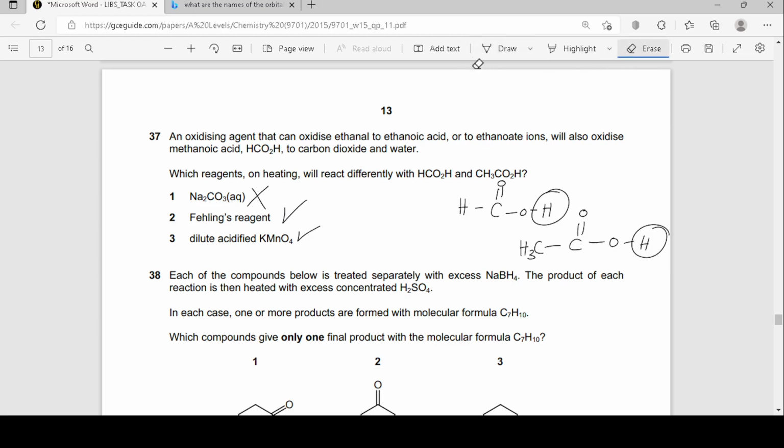But let me check the other options again. Fehling's reagent is a test for aldehydes. CH3COOH will fail the Fehling's reagent test. But HCOOH, the thing that's beautiful about it is that it sort of has an aldehyde group as well.